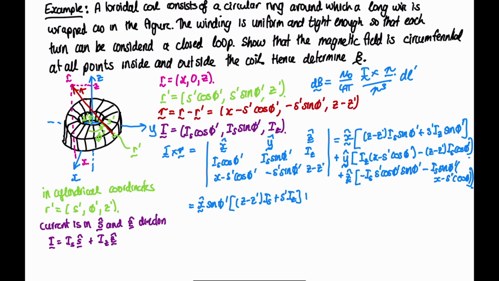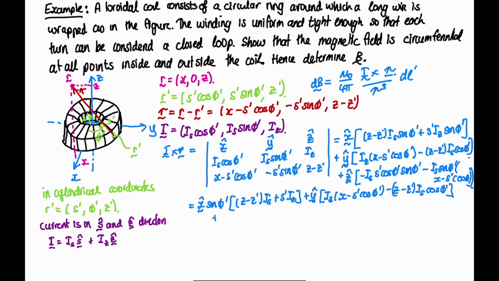Now in the y direction, there is no sine term in every term. So we can't do a similar thing in the y direction. So the y direction one is more complicated, and we'll just leave it as it is. So I_Z times x minus s prime cos phi prime minus z minus z prime times I_S cos phi prime.